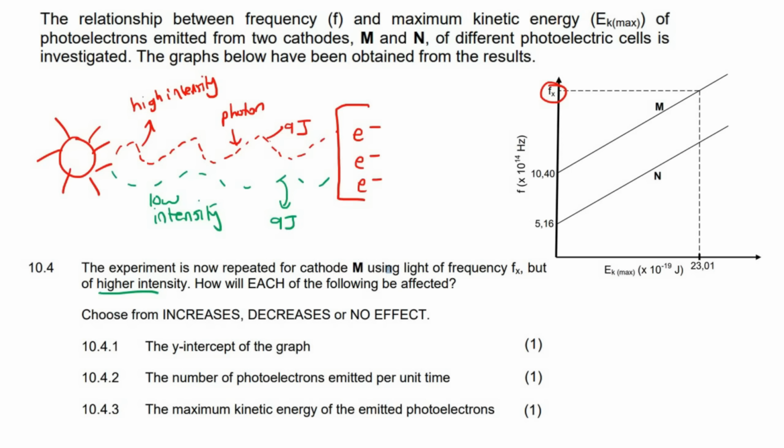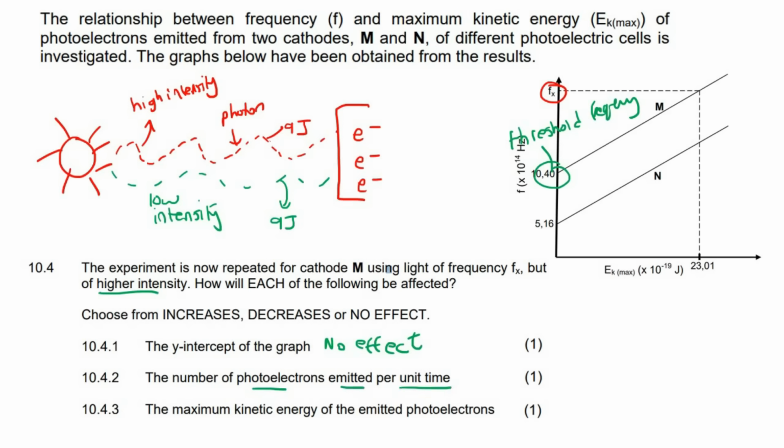Okay, so the y-intercept of the graph. Well, this y-intercept, remember, that is the threshold frequency. And remember that the threshold frequency is based upon the metal, not the light. So this will not change at all, because we're changing the light intensity, but that doesn't change the metal.